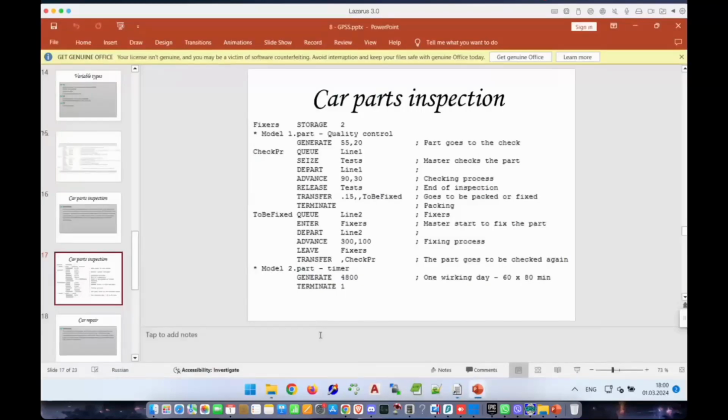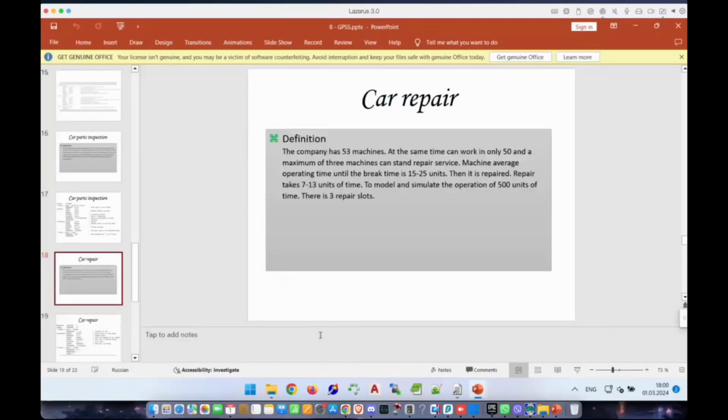Okay, so what would you say about this example? Is this example understandable? Okay, great, great. So then let's move forward, and then we will have the car repair or machine repair.